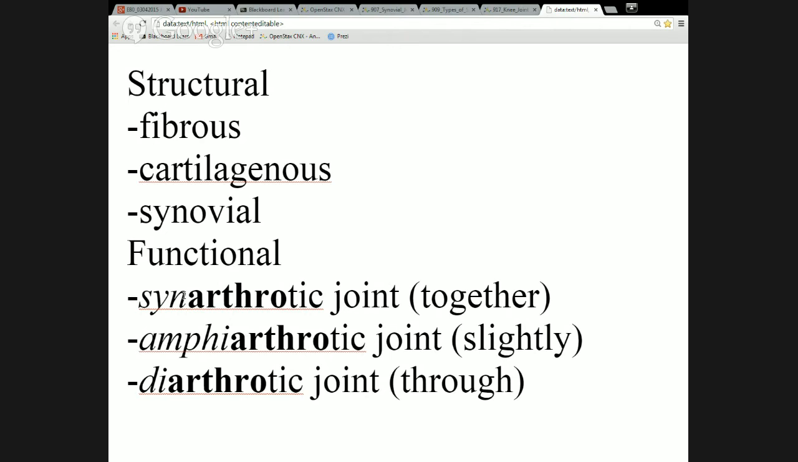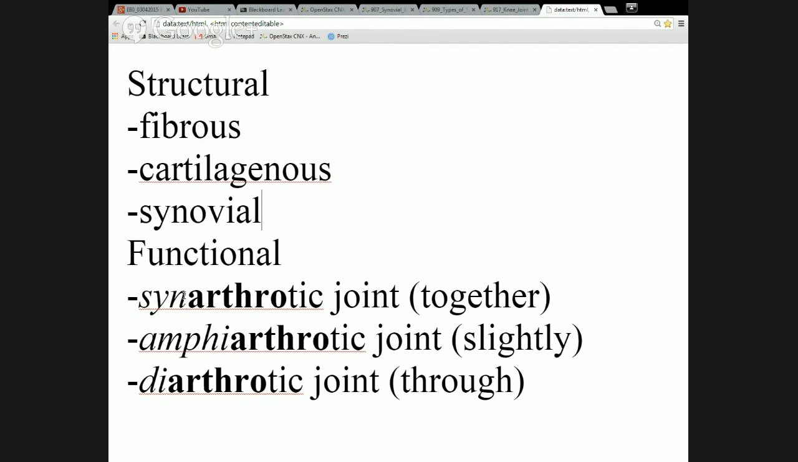With the fibrous to synarthrotic or cartilaginous to amphiarthrotic, usually that's true, but there are some exceptions to that. However, synovial joints are always diarthrotic, and diarthrotic joints are always synovial. That relationship is definitive. And really, that's what we care most about. That's what we're going to spend most time on, is looking at diarthrotic or synovial joints. The exceptions to the other two aren't really anything to get too concerned about.